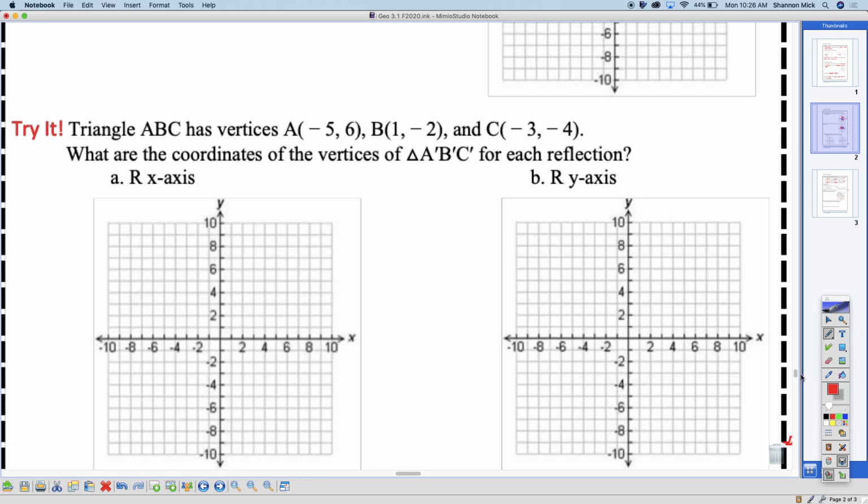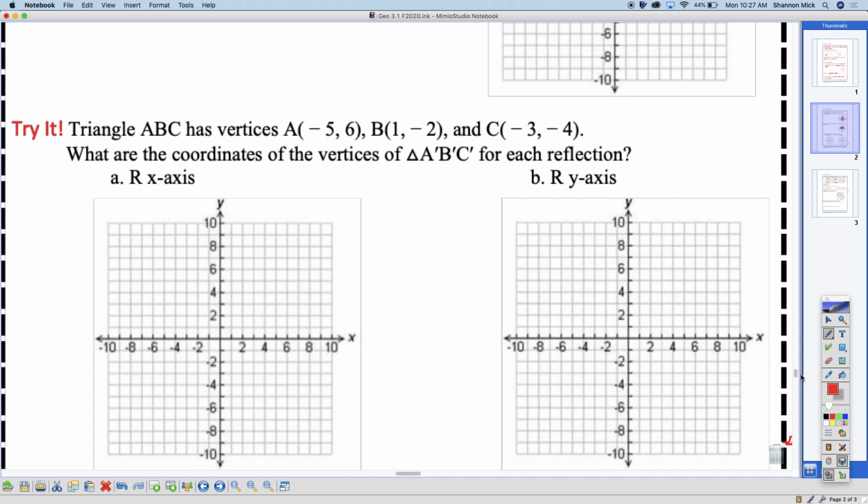Okay. Now, I just told you what you could do with your coordinates, right? So if you want to list them out before you plot them, it would be totally fine as well. I don't care. Okay, so we have the triangle. A is negative 5, 6. B is 1, negative 2. C is negative 3, negative 4. What are the coordinates of the vertices of A, B, C for each reflection?